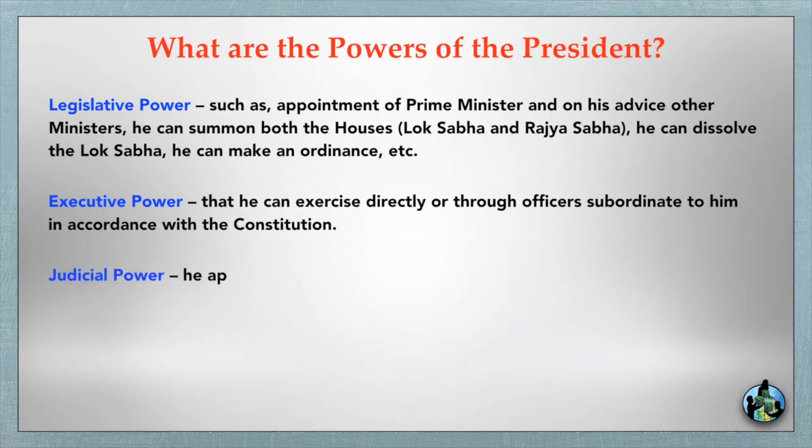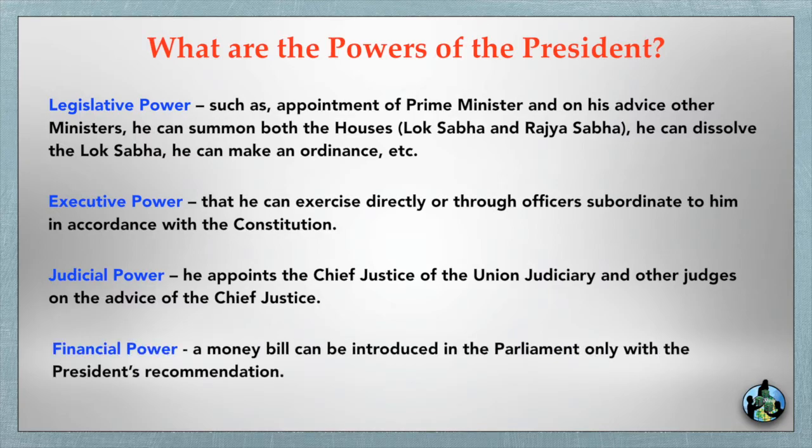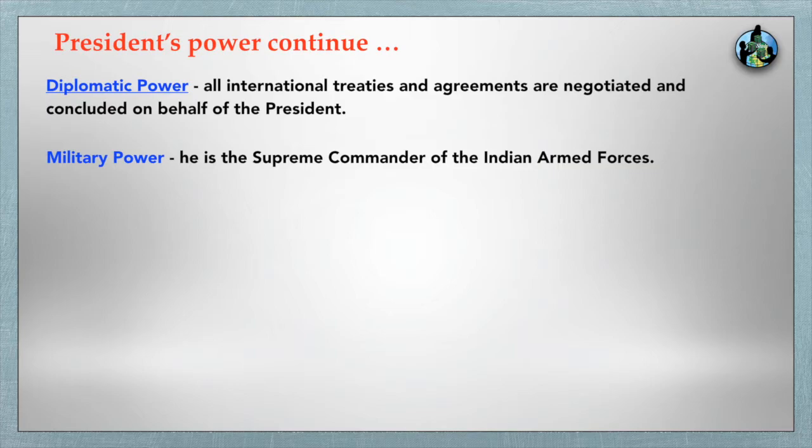Next, judicial power. He appoints the Chief Justice of the Union Judiciary and other judges on the advice of the Chief Justice. Next, financial power. A money bill can be introduced in the Parliament only with the President's recommendation. Next, diplomatic power. All international treaties and agreements are negotiated and concluded on behalf of the President. Next, military power. He is the supreme commander of the Indian Armed Forces.